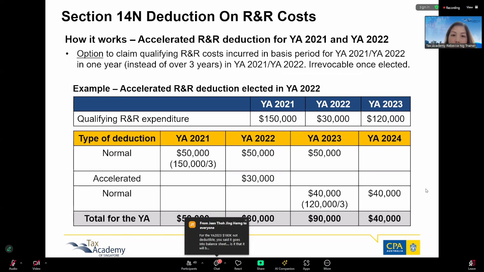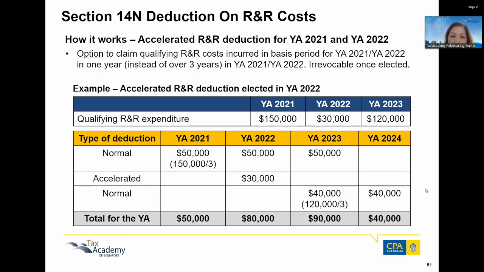Accelerated is for how you're going to claim. The 300,000 cap is for how much you can qualify. You have a lot of expenditure, but you can only qualify 300,000. Accelerated deduction is how you claim, whether you want to claim over 1 year or 3 years. Does that answer your question? Yes, thank you.